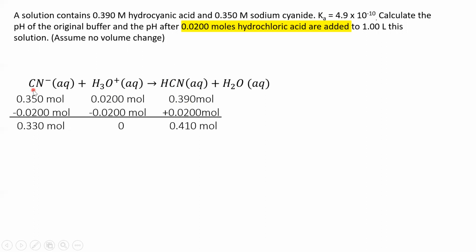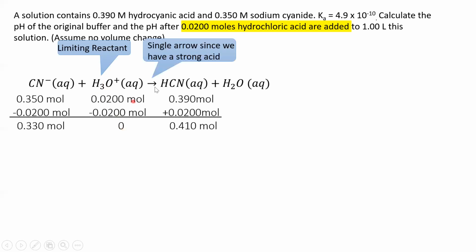The base in the buffer solution is going to completely consume the acid that we're adding to it. So the acid is the limiting reactant. All of the acid reacts. We want that arrow in one direction. Now, it's going to react in a stoichiometric ratio. So if 0.0200 moles of acid is reacting, it's going to react with 0.0200 moles of the base in the buffer. And it's going to produce 0.0200 moles of our acid.